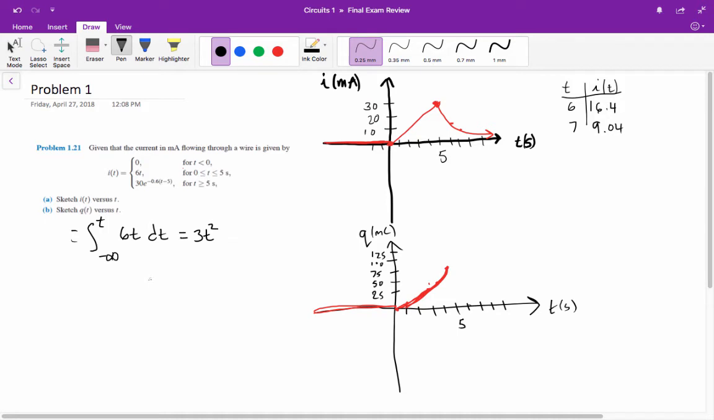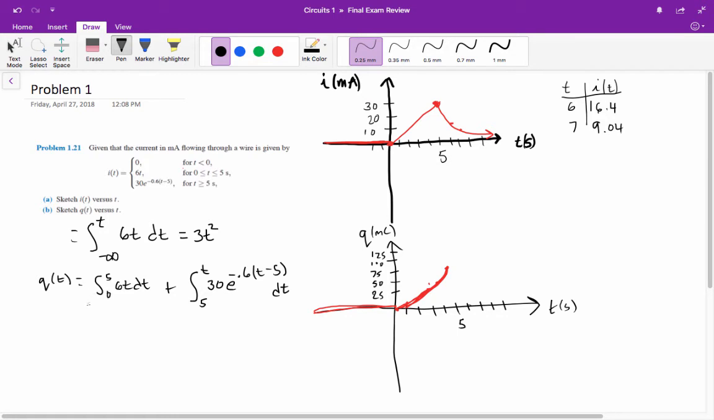So for our next segment, we're going to have that q of t equals the integral from 0 to 5 of 6t dt. So you have all the charge that you got in the first 5 seconds, and then plus the integral from 5 to t of 30e to the minus 0.6 (t minus 5) dt.